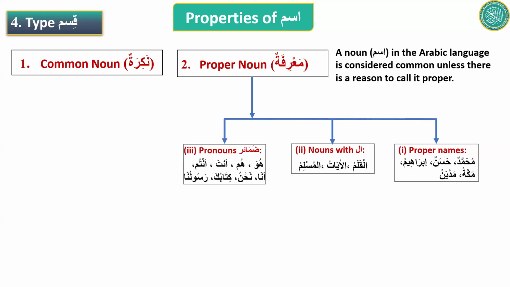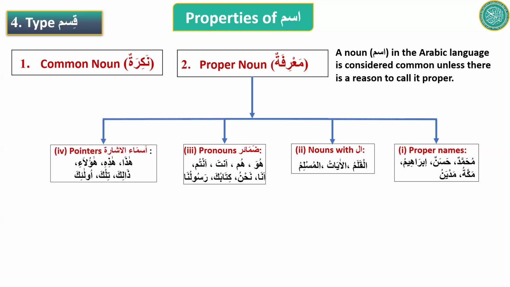All pronouns, attached and detached, are included. They are all proper nouns, always. Then asma'ul ishara, the demonstratives, we know what they are: haza, hazihi, haulai, zalika, tilka, ulaika. Haza, hazihi, haulai are for pointing to something close. Zalika, tilka, ulaika are for pointing to something far. But all of them are proper nouns, wherever they are used in the Quran.